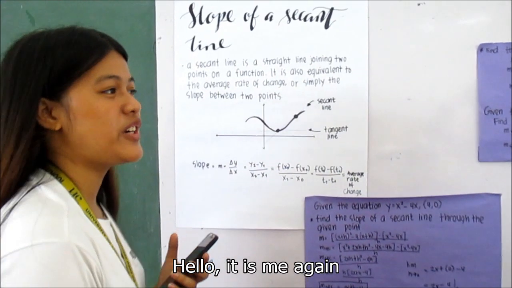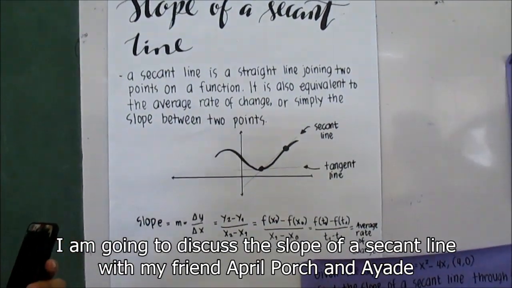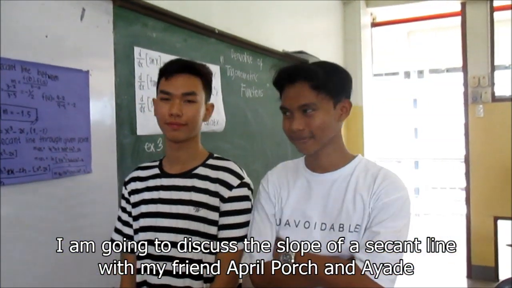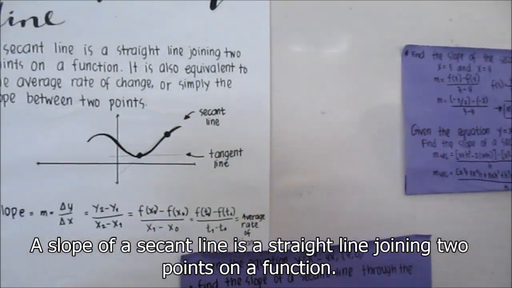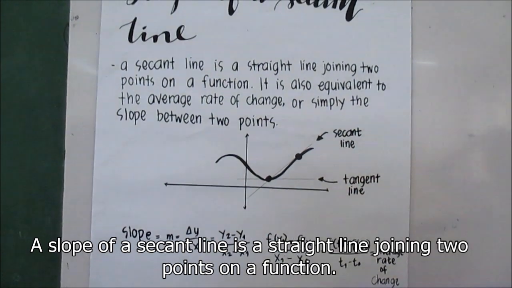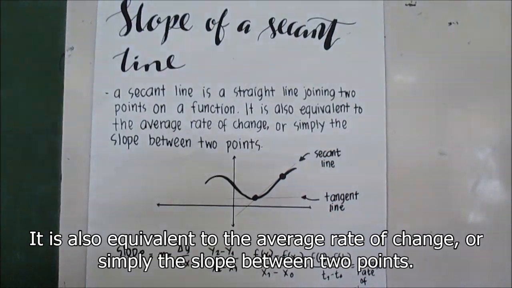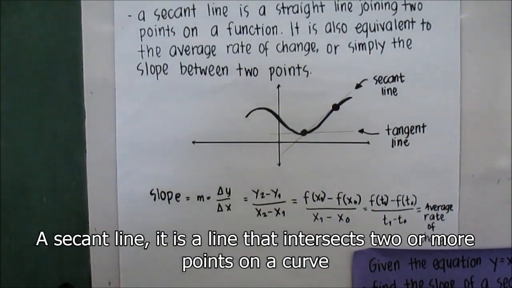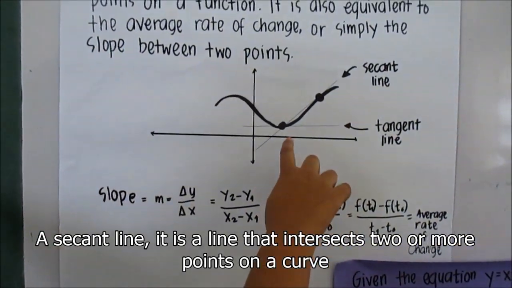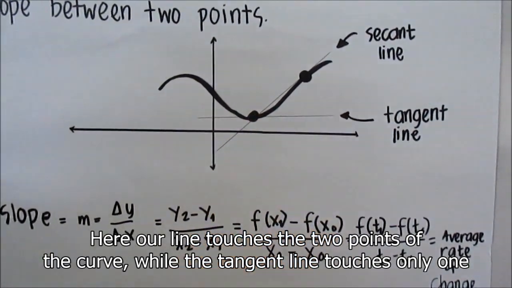Hello, it is me again, Hershika Rayavisa-Grano, and as promised, I am going to discuss the slope of a secant line with my friends April Porch, Christian Bubila, and Rachel Ayade. A slope of a secant line is a straight line joining 2 points in a function. It is also equivalent to the average rate of change, or simply the slope between 2 points. A secant line is a line that intersects 2 or more points on a curve. Example, here, our line touches the 2 points of the curve, while the tangent line touches only 1.